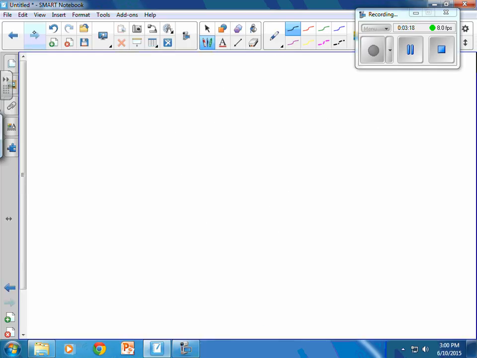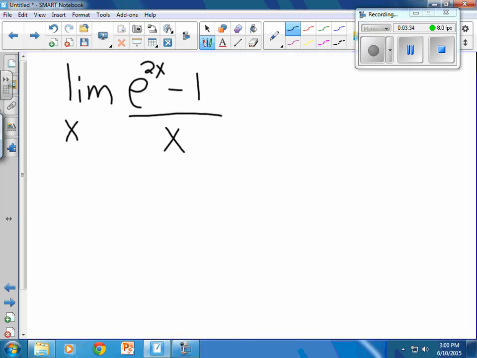Unfortunately, that's not always possible. So suppose that we're given the limit of e to the 2x minus 1 over x as x approaches 0. Well, we can quickly see that this denominator will be equal to 0 if we try to do the limit, and so the quotient rule would not work. But also, if we do the limit of the numerator, we get 0. So we're in a situation where the quotient rule fails.